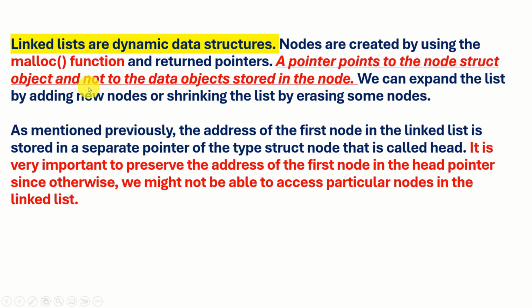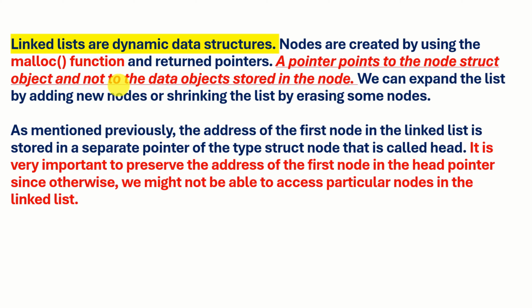Linked lists are dynamic data structures. Nodes are created by using the malloc function and the returned pointers. A pointer points to the node struct object and not to the data objects stored in the node.